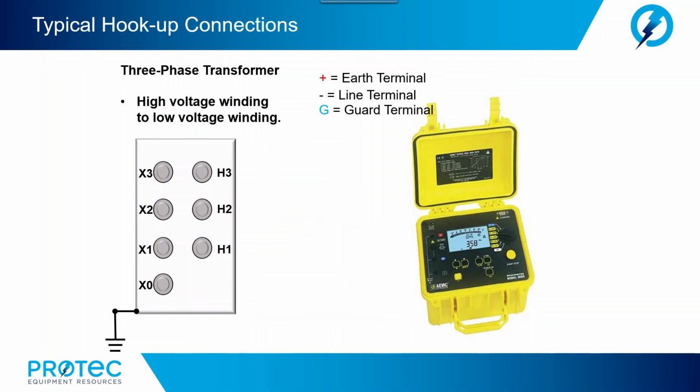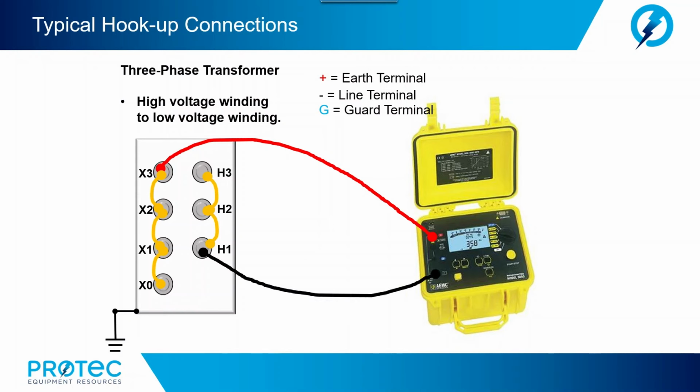All right, and high voltage winding to low voltage winding. Once again, we short out the windings. Positive lead to the low voltage windings, negative lead to the high voltage windings, and now we are measuring the leakage current going from the high voltage windings through to the low voltage windings.